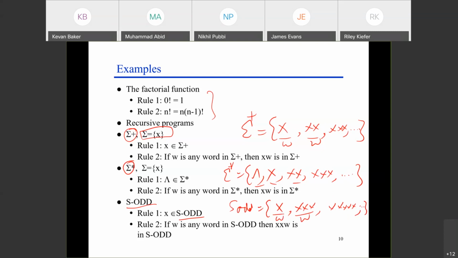So this way you will have all odd numbers of x's in your language. So this way you can generate odd, even, summation, star, and assume that with all these definitions you must have rule 3, that there is no other rule than rule 1 and 2. So this is basically something which is there.